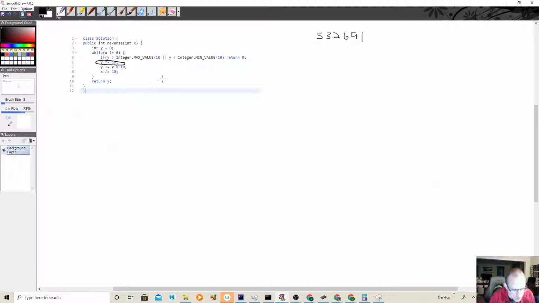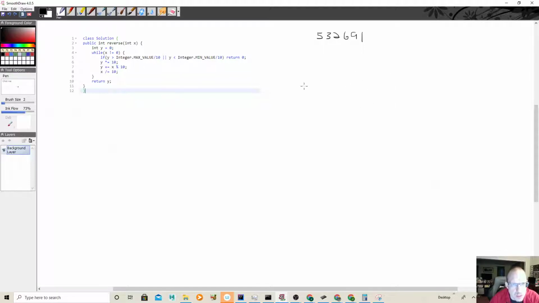All right, let me just undo this real quick. Now you could say, well, what about if it's just greater than integer.max value? Well, yeah, but the whole idea is this. If it's greater than integer.max value, you already got overflow. So you're saying if it's going to be greater than the value divided by 10. So in other words, when I multiply it by 10, is it going to go over it? And if it is, that's no good.